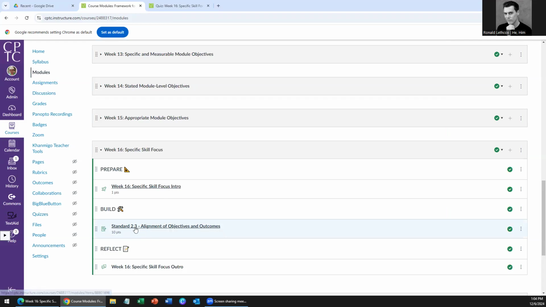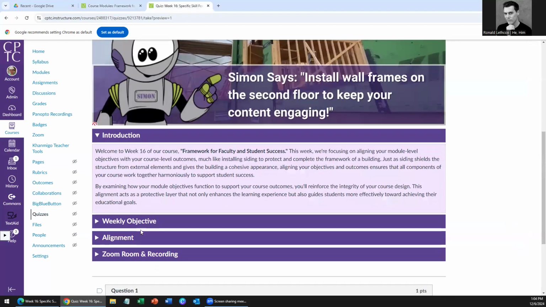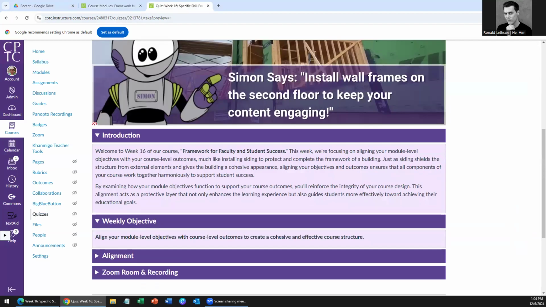This is the last of standard 2, which is focused mostly on outcomes and objectives. And then we'll have a couple of indicators for this one. And then in section 3, we'll be moving on to assessment. So outcomes and then assessment. And then our objective for this week specifically, as I just said, is to align the module level objectives with the course level outcomes to create a cohesive and effective course structure.